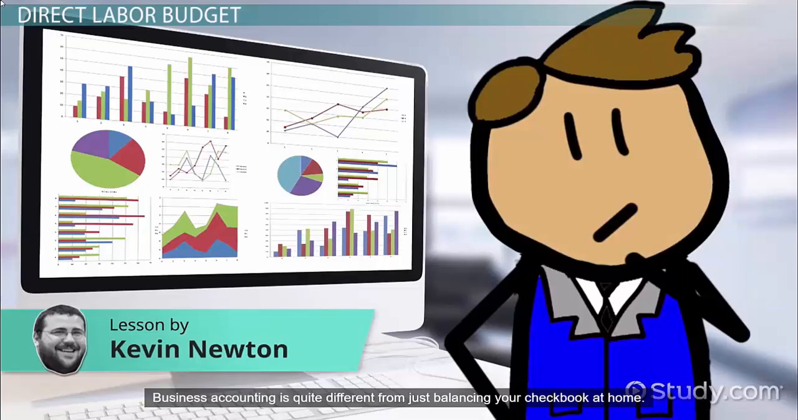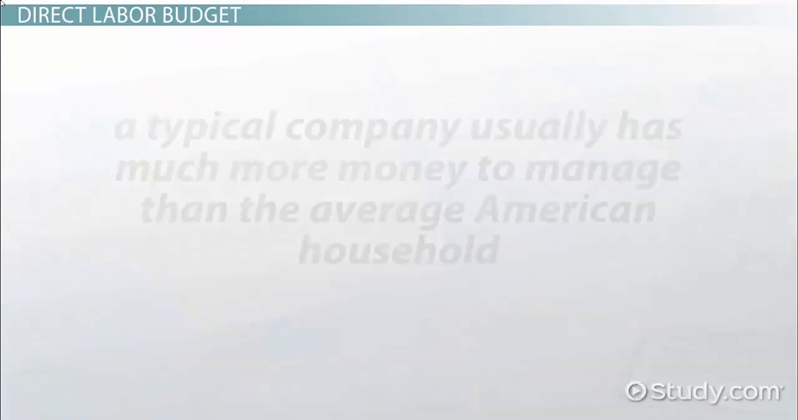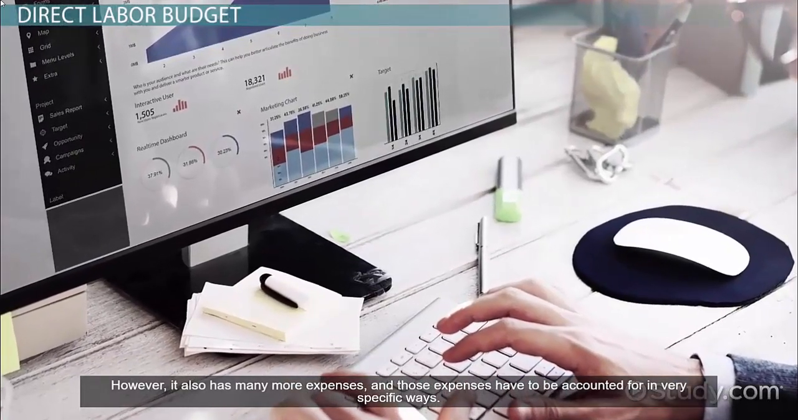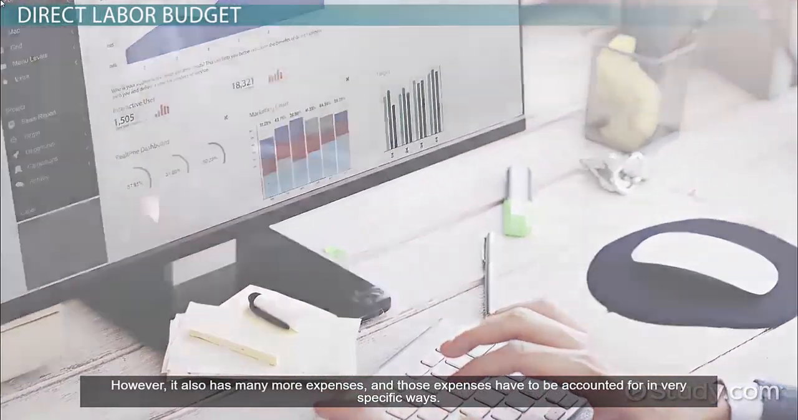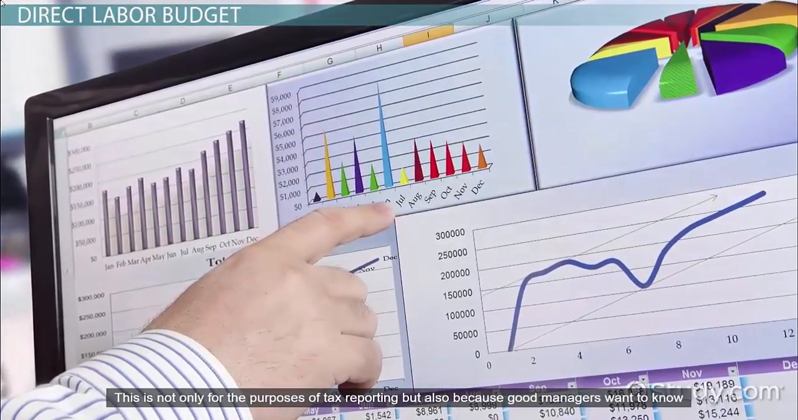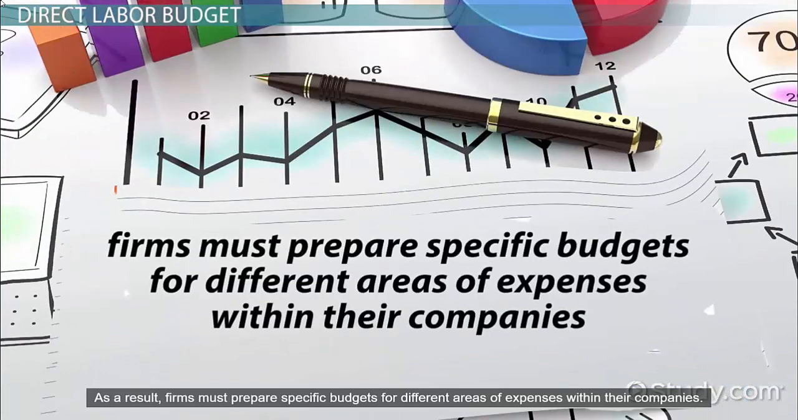Business accounting is quite different from just balancing your checkbook at home. After all, a typical company usually has much more money to manage than the average American household. However, it also has many more expenses, and those expenses have to be accounted for in very specific ways. This is not only for the purposes of tax reporting, but also because good managers want to know where their money is going. As a result, firms must prepare specific budgets for different areas of expenses within their companies.